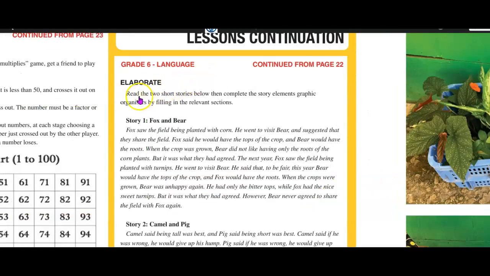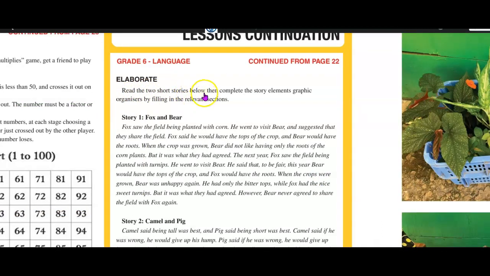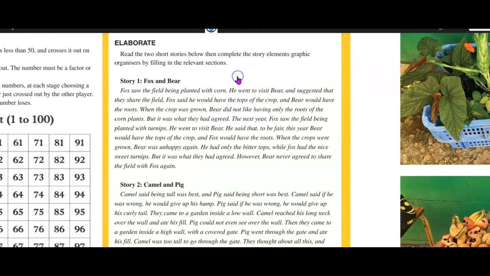Let's go a little further. Read the two stories below, then complete the story element graphic organizer by filling in the relevant sections. Story 1, Fox and Bear.